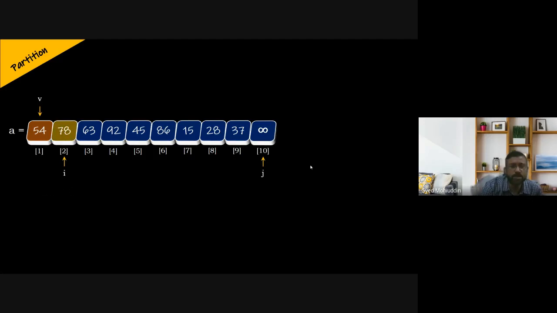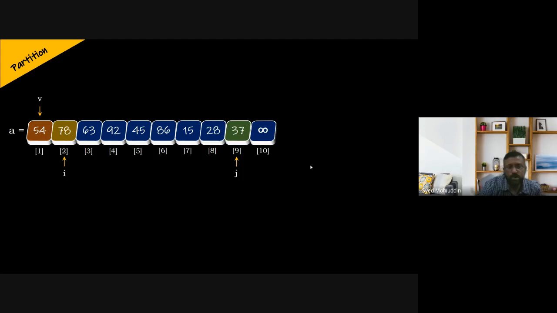J moves towards left. Then we compare whether the element at index j is less than the element at the pivot, that is v. So element 37 is less than 54, so we stop. We don't move i and j.